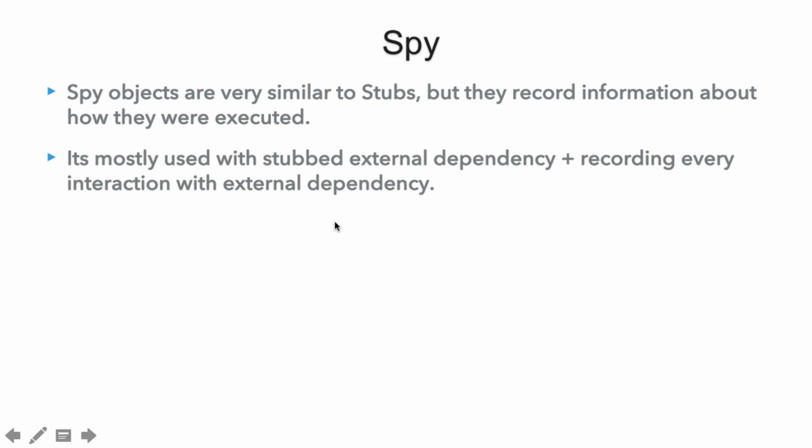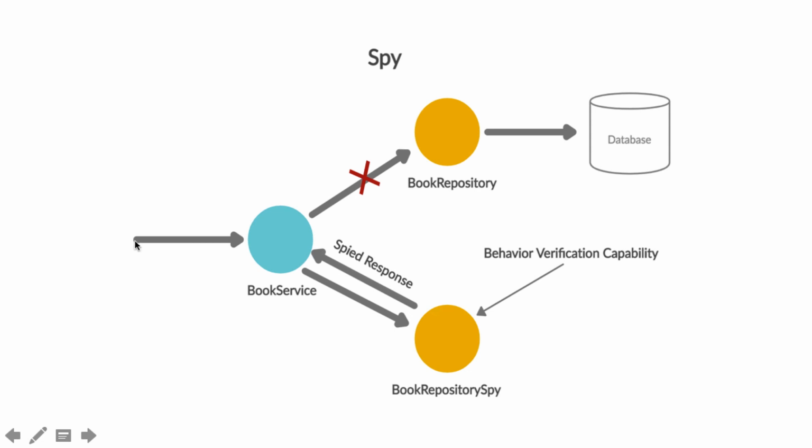Let's look at it via an example. Let's say we want to test the book service class, which has an external dependency, book repository, which communicates with the database. Whenever we want to test the book service class, instead of calling book repository and accessing the database, we create a SPY, a book repository SPY. So the book service method calls the book repository SPY instead of the book repository.